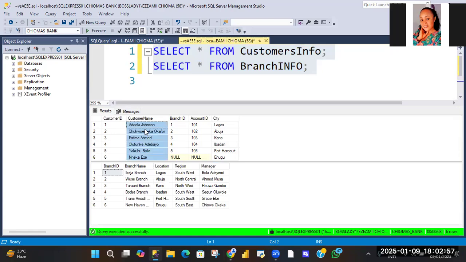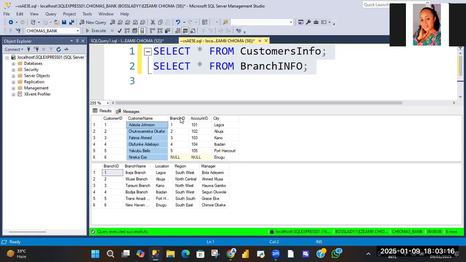So if we want to join these two tables now, basically for us to join it, we're going to use the related column, which is the branch ID. These are where these two tables are related. So that's what we are going to join on. Okay, so you always look at your table to know the ones.